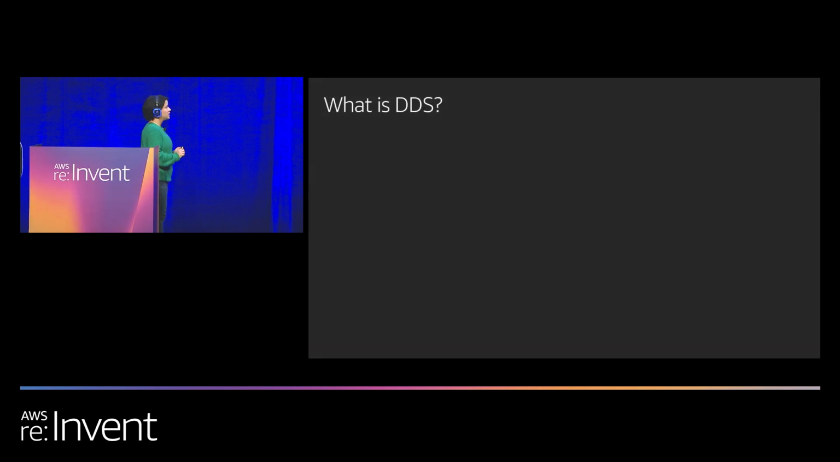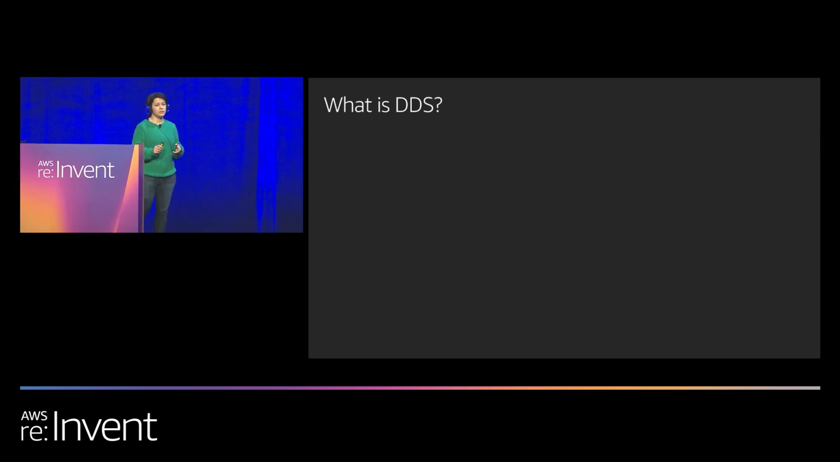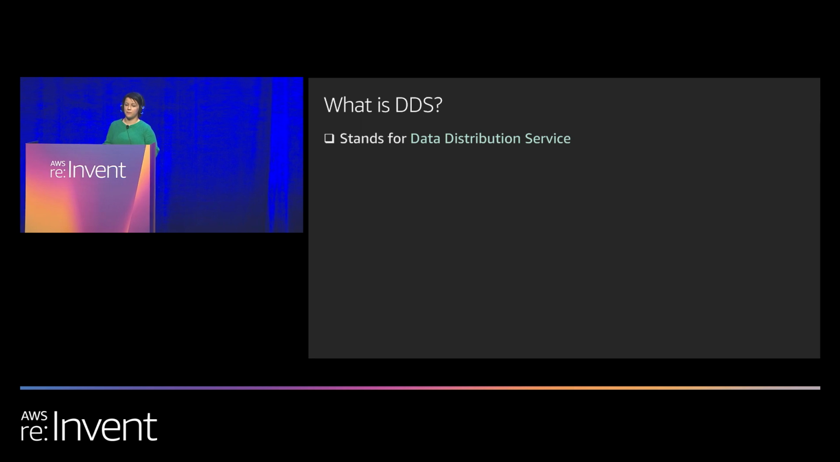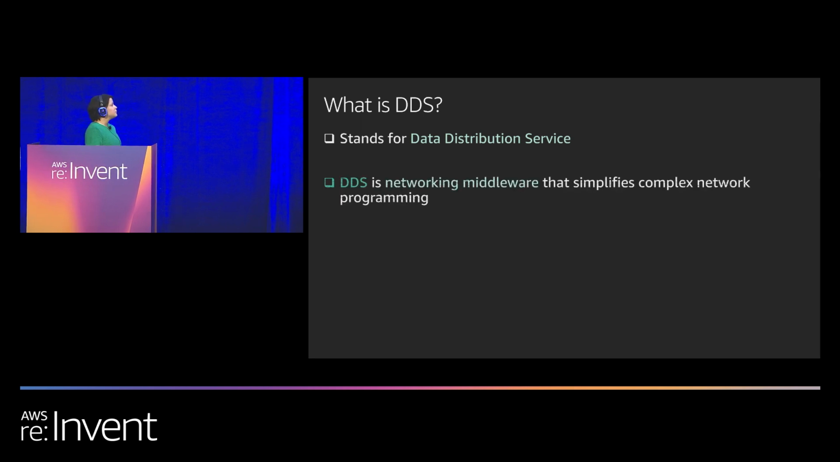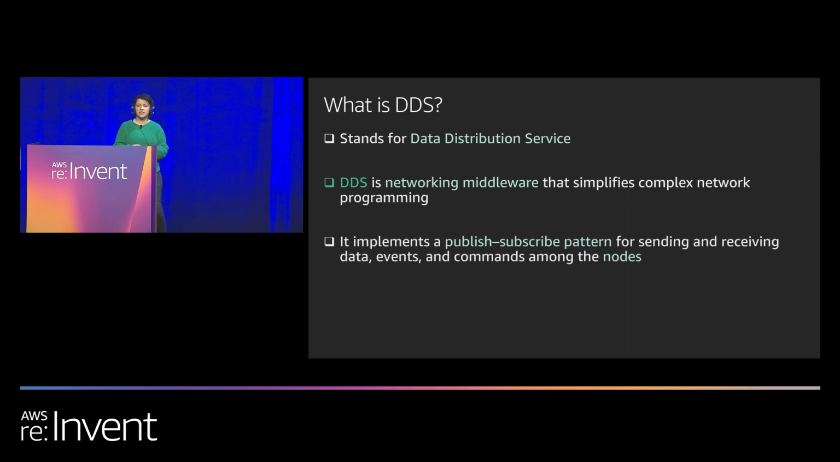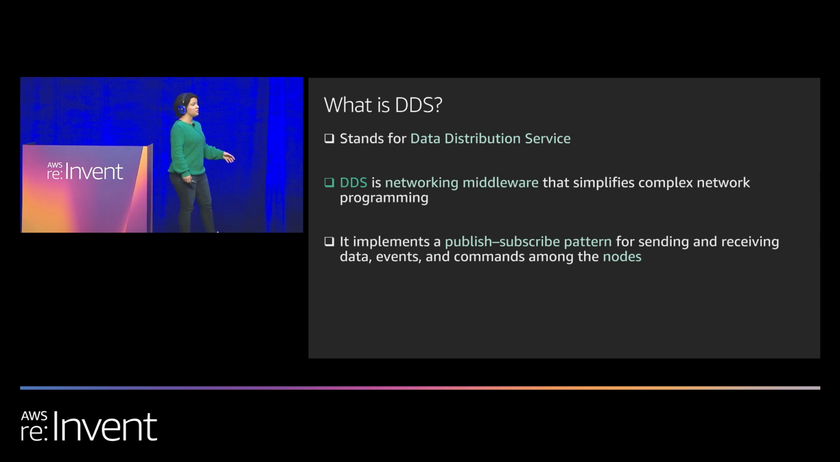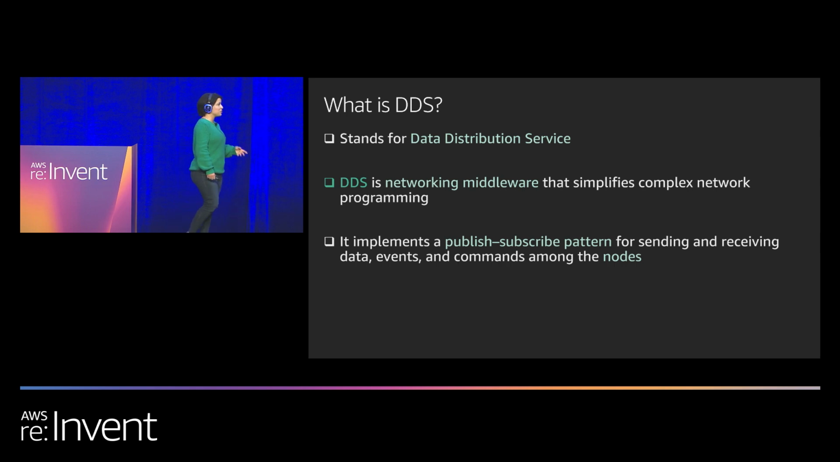Okay, so I mentioned also that ROS 2 incorporated DDS standards. What is that? Why does it matter? So DDS stands for Data Distribution Service, and it is networking middleware. It really is amazing because it'll implement a publish-subscribe pattern for sending and receiving communications between your nodes.